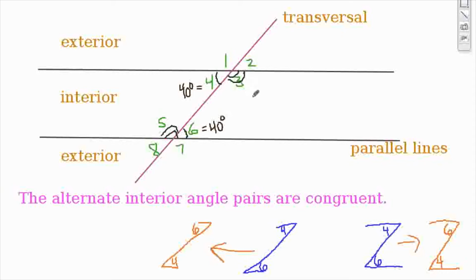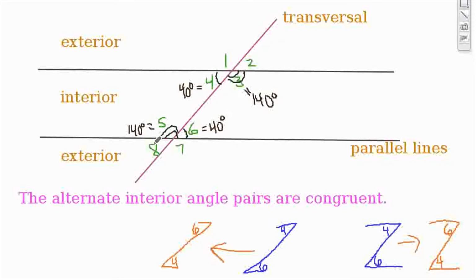Watch this. Now, can you see that 3 and 4 are a supplementary angle pair? 3 and 4 together add up to a straight angle. Okay, so that means that they add up to a 180 degree angle. So that forces angle 3 to be 140 degrees. For the same reason, angle 5 is 140 degrees.